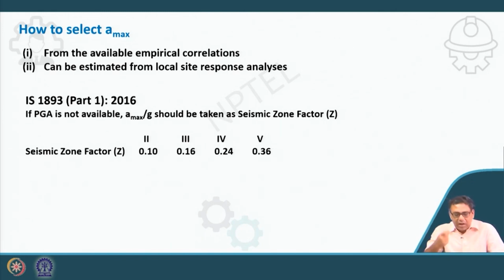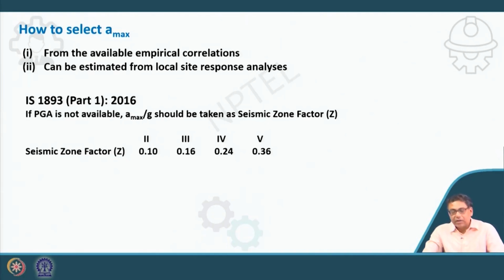IS code 1893 part 1, 2016 has recommended that if PGA or PHA or Amax is not available, then Amax by g should be taken as the seismic zone factor. Because we know that in our IS code, the whole country is divided into 4 zones. So we can use those seismic zone factors Z as Amax by g. What are those factors? For zone 2 it is 0.1.